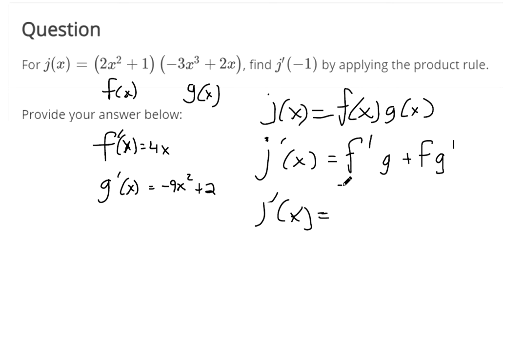So if you plug in f prime here times the g of x, I think I said original g over here. This is the original g, this is g prime. So I might have misspoke earlier in the video. G, the original g is negative 3x to the third plus 2x. And then it's the original f times g prime.